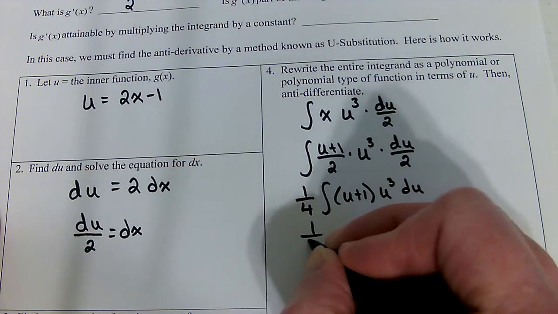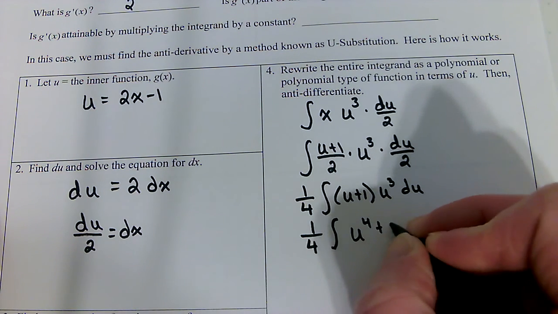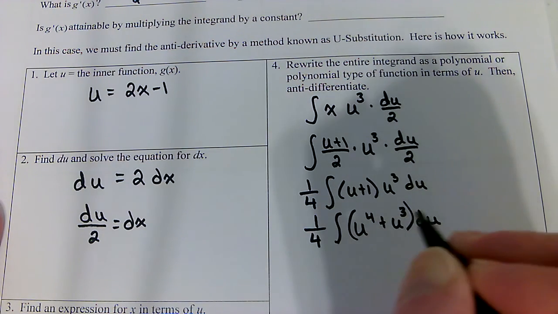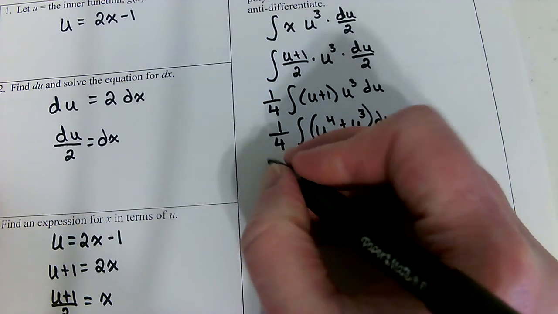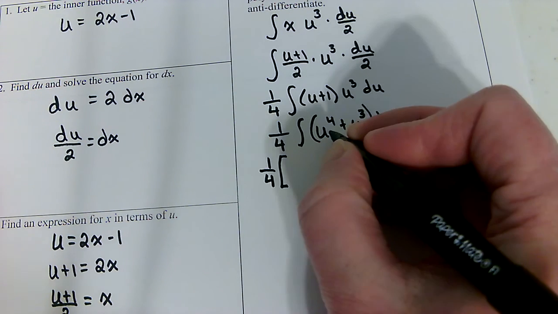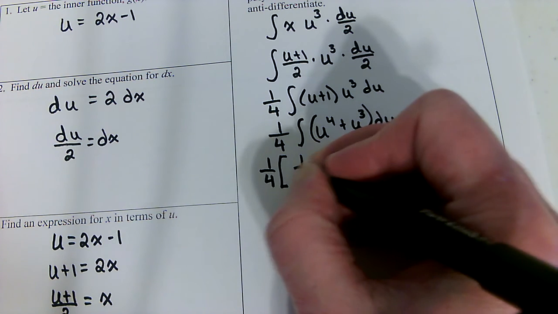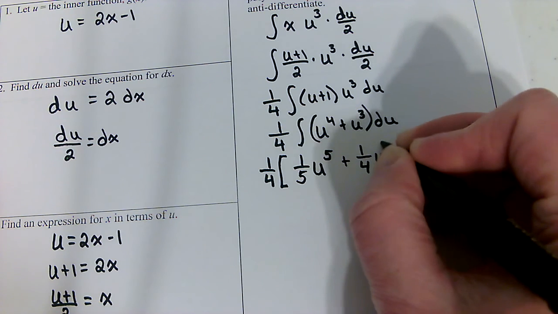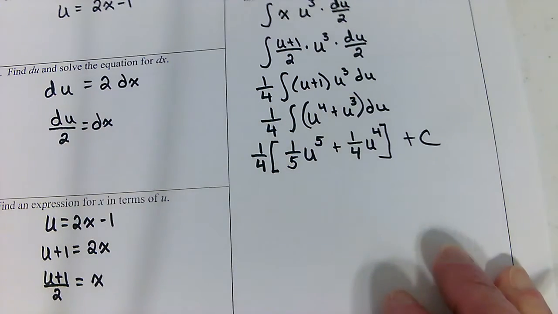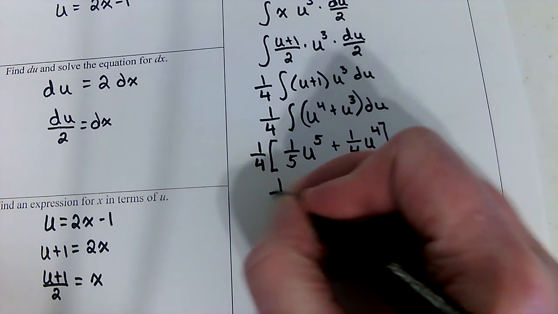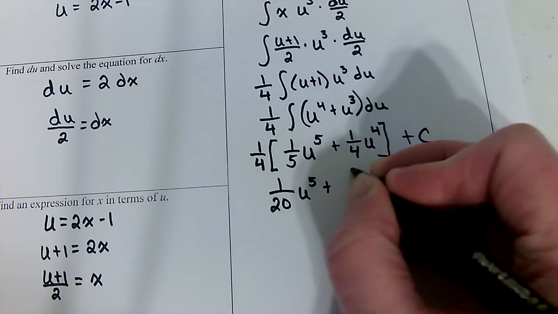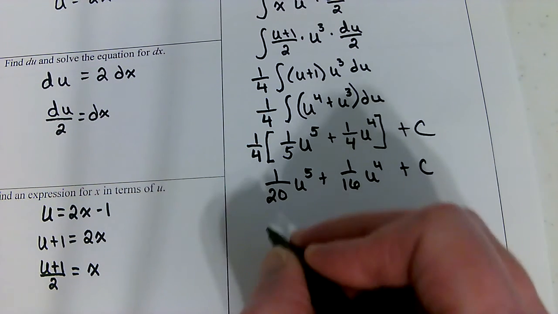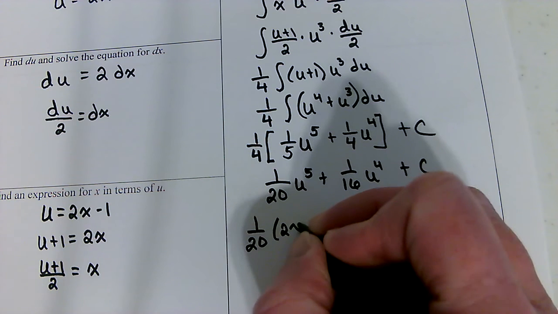I'm going to distribute the u cubed and get u to the 4th plus u cubed. This I can take the antiderivative of. Now it's going to have a 1/4 out to the front. The antiderivative of u to the 4th would be 1/5 u to the 5th. Then this would be 1/4 u to the 4th. And then I'd have a plus c at the end. So this would be 1/20th u to the 5th plus 1/16th u to the 4th plus c. Now let's go back and plug in what u is.